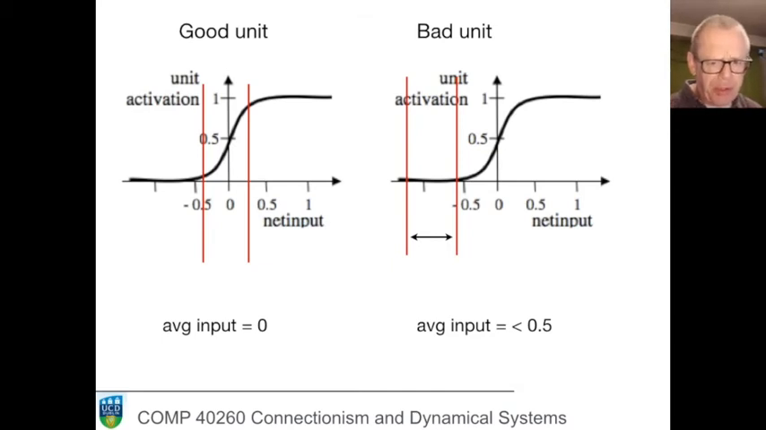We have a bad unit as well we have to worry about. The unit on the right-hand side is producing 0 for pretty much all inputs because the net input to this unit is centered at a low value. There's an obvious way to fix this, and that is to add a simple constant term to every input that will serve to shift the net input to the unit up or down so that it is centered around 0. This additional term in the computation of the net input is called a bias term.